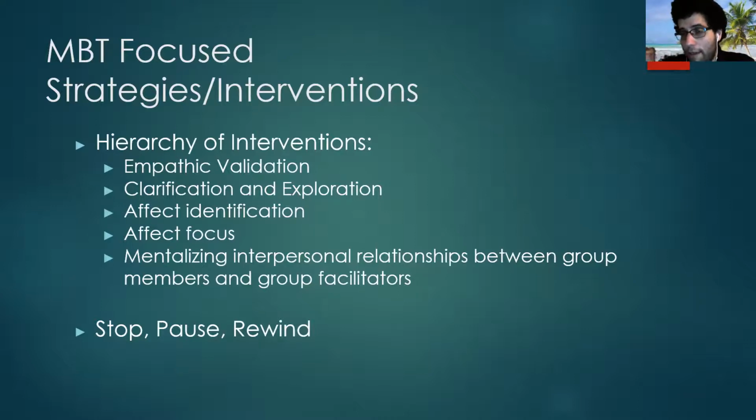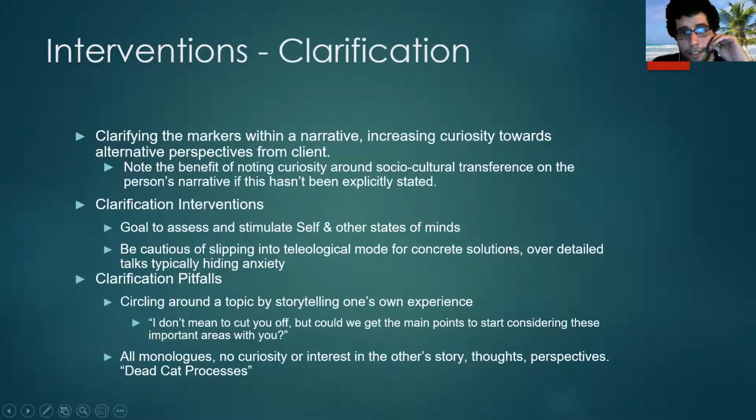Clarification of what's happening and what's the problem, or what's their mentalizing process or someone else's mentalizing process, exploring that. Affect identification and affect focus, so focusing in on those things like we had mentioned just a minute ago. And then mentalizing the interpersonal relationships within the group and with the group facilitators. So clarification is clarifying the markers of the narrative. So you do have to go back there and then have them speak to their experience, increase their curiosity through the different perspectives of the antagonists, protagonists, or other people within the story.